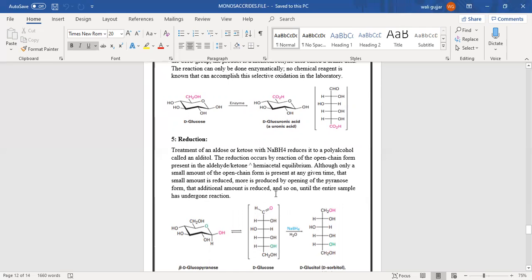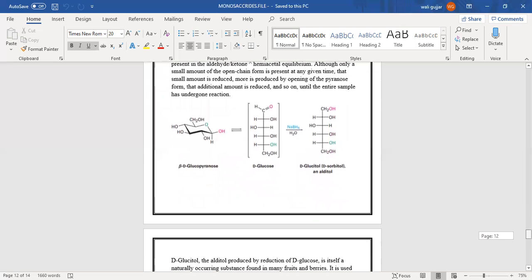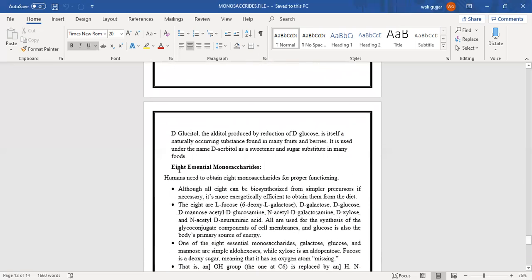Then additional amount is reduced and so on until the entire sample has undergone reaction, like beta-D-glucopyranose forms D-sorbitol in the presence of sodium borohydride and in the presence of water.